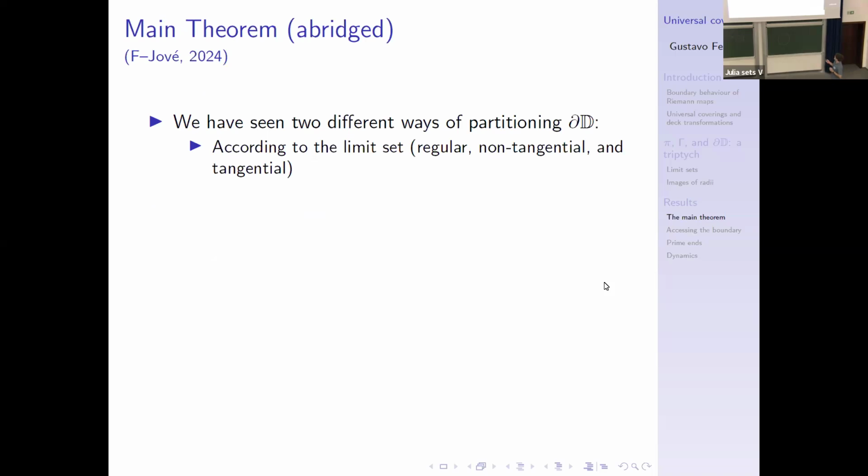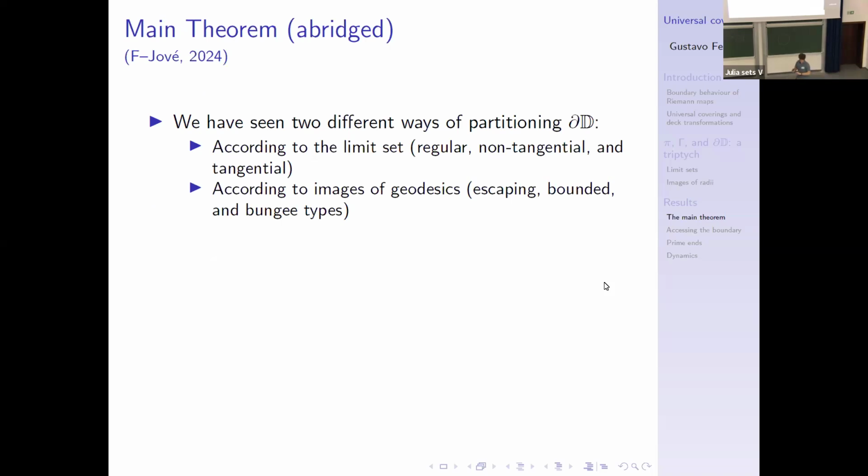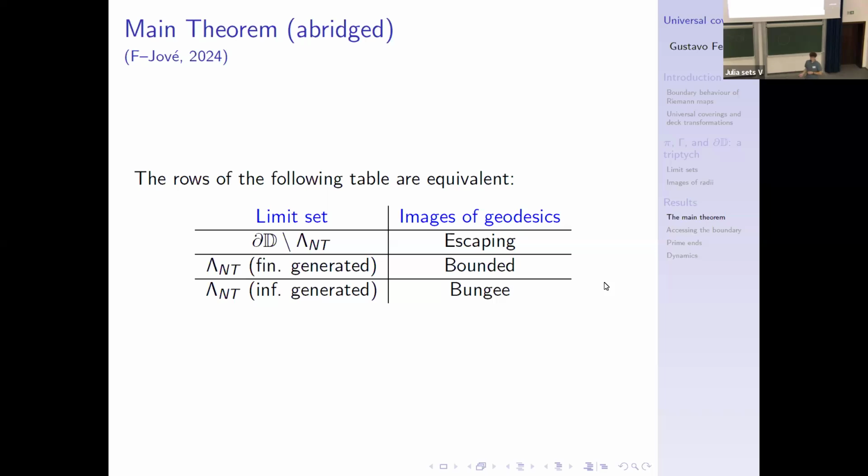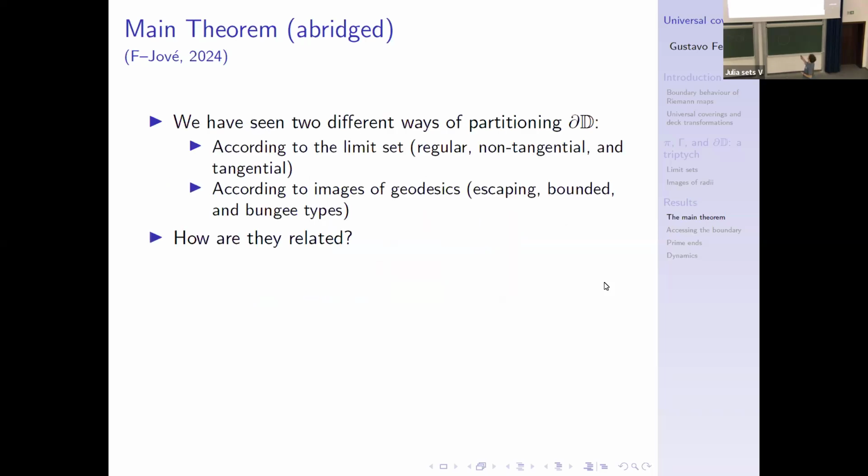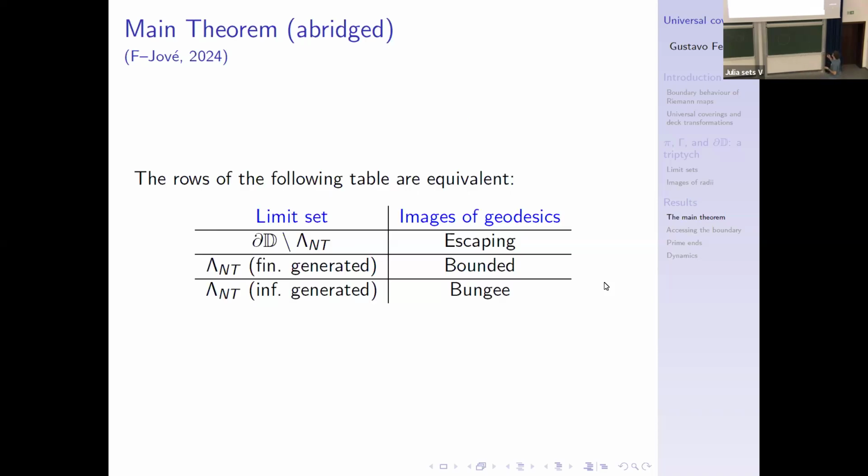Just to recap, we had the classification according to the limit set, which was regular, non-tangential, and tangential points, and the images of the geodesics, which are points of escaping, bounded, and bungee types. And the question is, which ones correspond to which ones? And the answer is, it's not exactly these three with these three, but there is an answer. And our main theorem that Anna and I proved goes like this. So the rows of this table are equivalent.